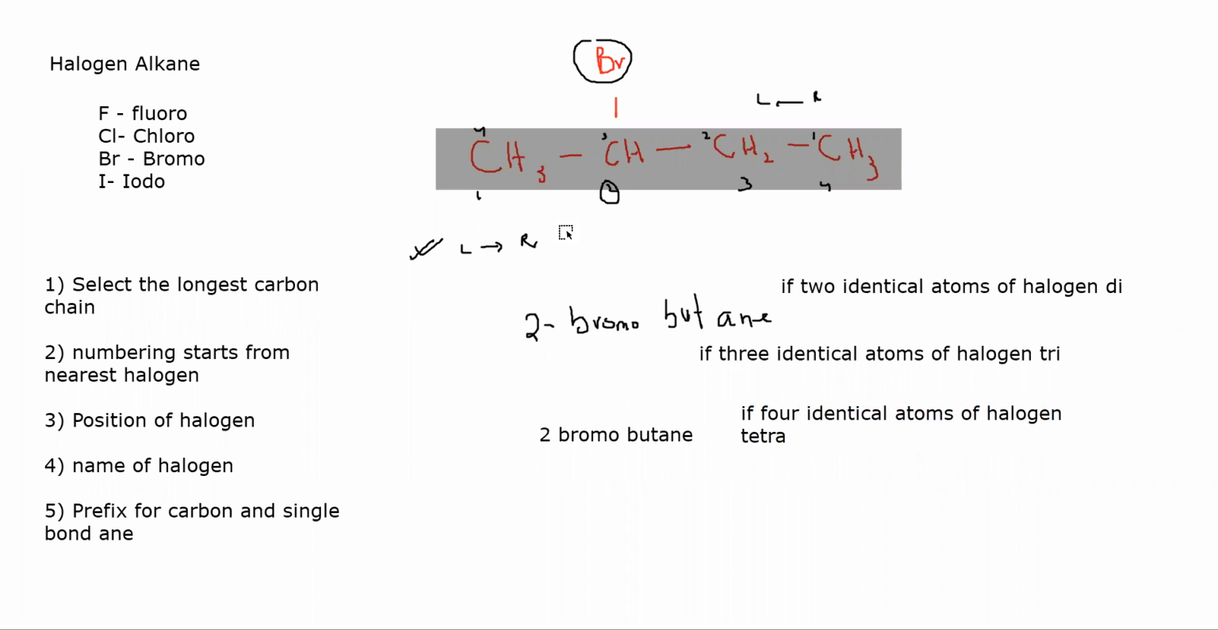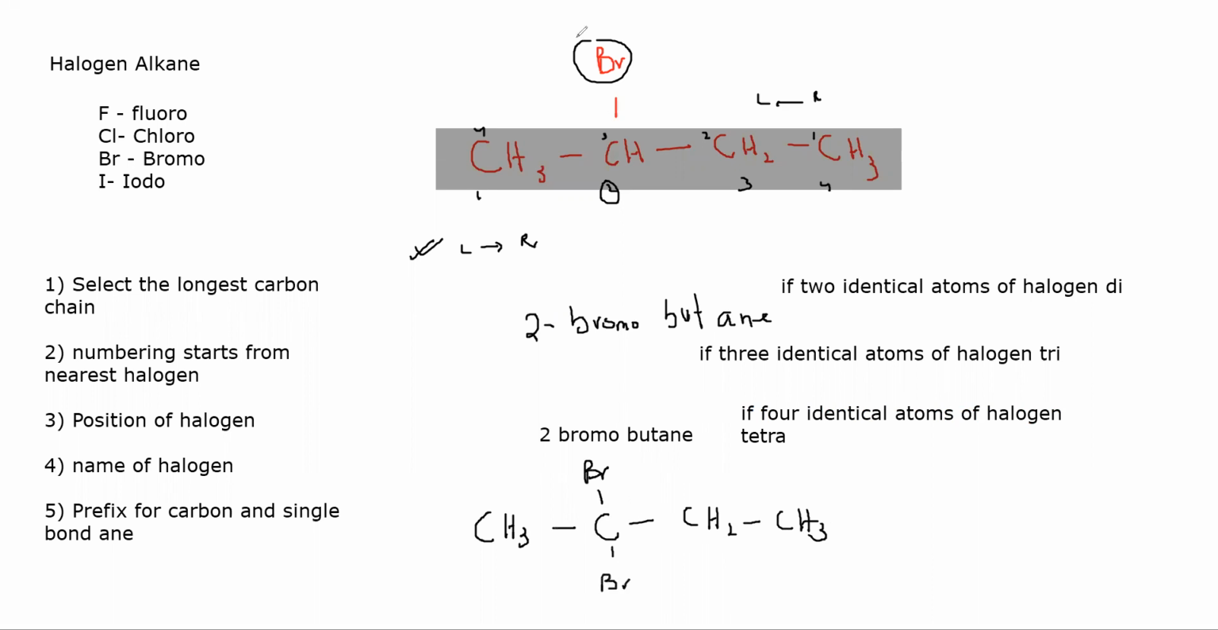So for example, if 2 identical atoms, like 2 bromine atoms are attached, if 3 bromine are attached, we'll use the term tri, 4 are there, we'll use the term tetra. So for example, you have a halogen alkane, so CH3, CH2 and CH3. And it contains 2 bromine atoms, one at the top, one at the bottom.